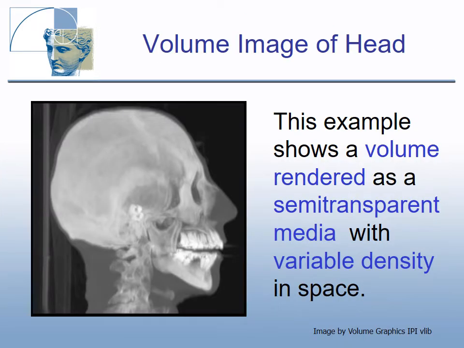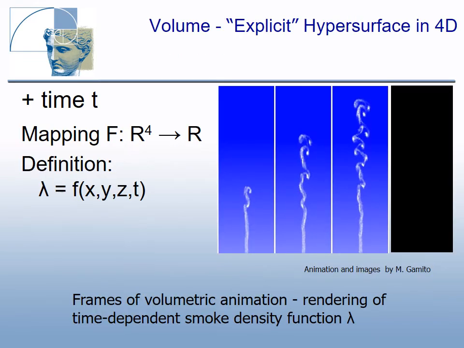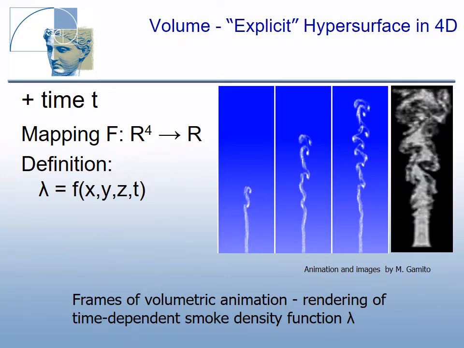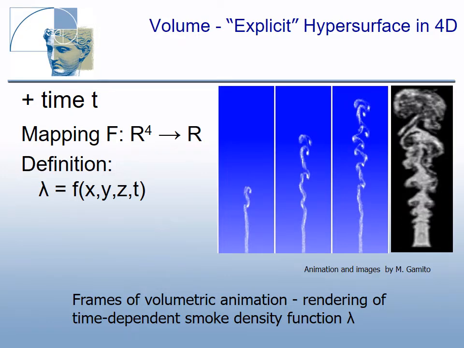This example shows a volume rendered as a semi-transparent media with variable density in space. Here, volume defined by density is treated as a scalar field or explicit function of three variables, mathematically and in the process of visualization. There is no surface defined here at all. Here you can see frames of smoke animation. It is defined the same way as in the previous slide. It is also a density field of three variables, but now it's time varying.